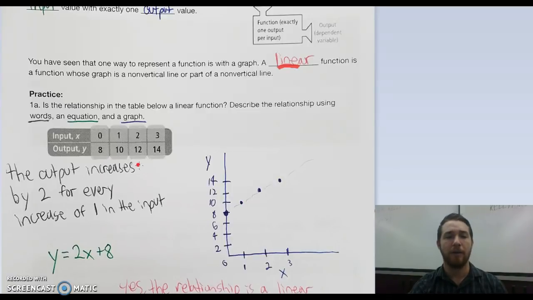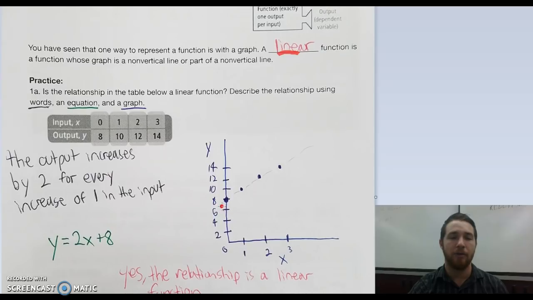On my graph, I can just take those points from the table and fill them in on my chart. So I have x's going horizontally and y's going vertically. 0 and 8 for the y. 1 was 10, 2 was 12, and 3 was 14. And I made a little faint line there. So we would just have those 4 points.